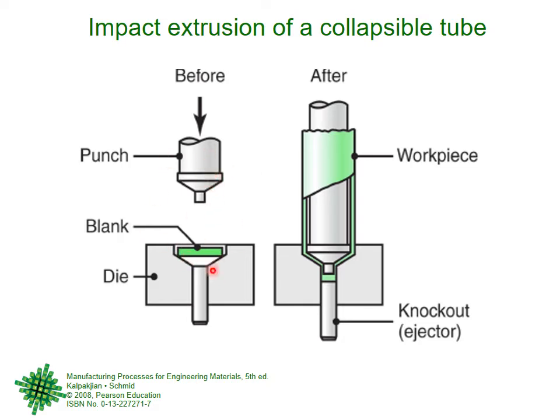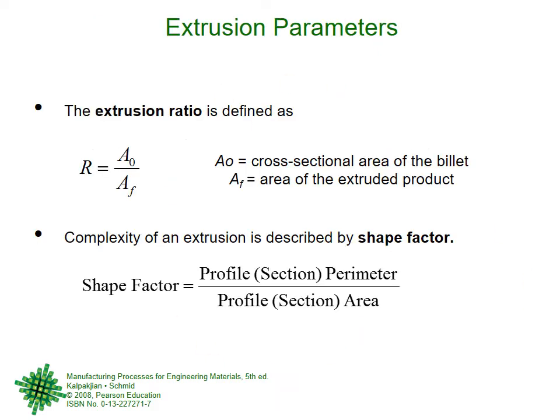So it comes down with an impact load. It takes this shape. This punch goes back up and the produced part, the hollow part, is knocked out by the ejector pin. So this keeps on going on. Now to your favorite part, a little bit about the mathematics of extrusion. We have explained the basic process, right? I think in quite some detail, and we will have some more later on.